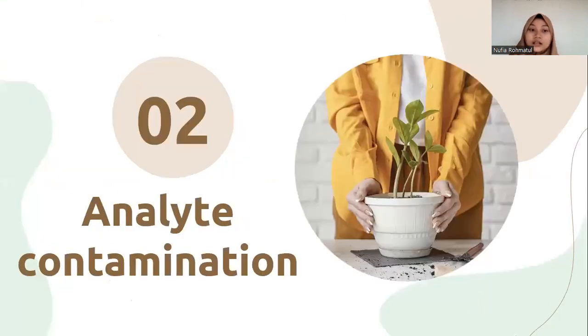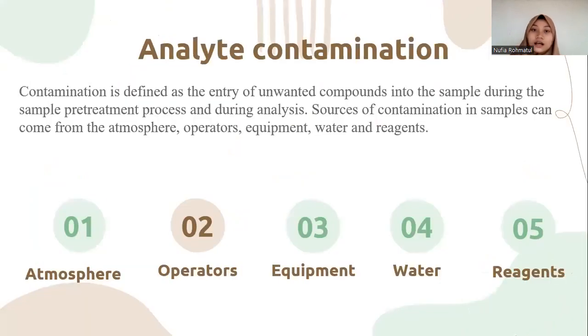Number 2, analyte contamination. Contamination is defined as the entry of unwanted compounds in the sample during the sample pre-treatment process and during analysis. Sources of contaminants in samples can come from the atmosphere, operator, equipment, water, and reagents.